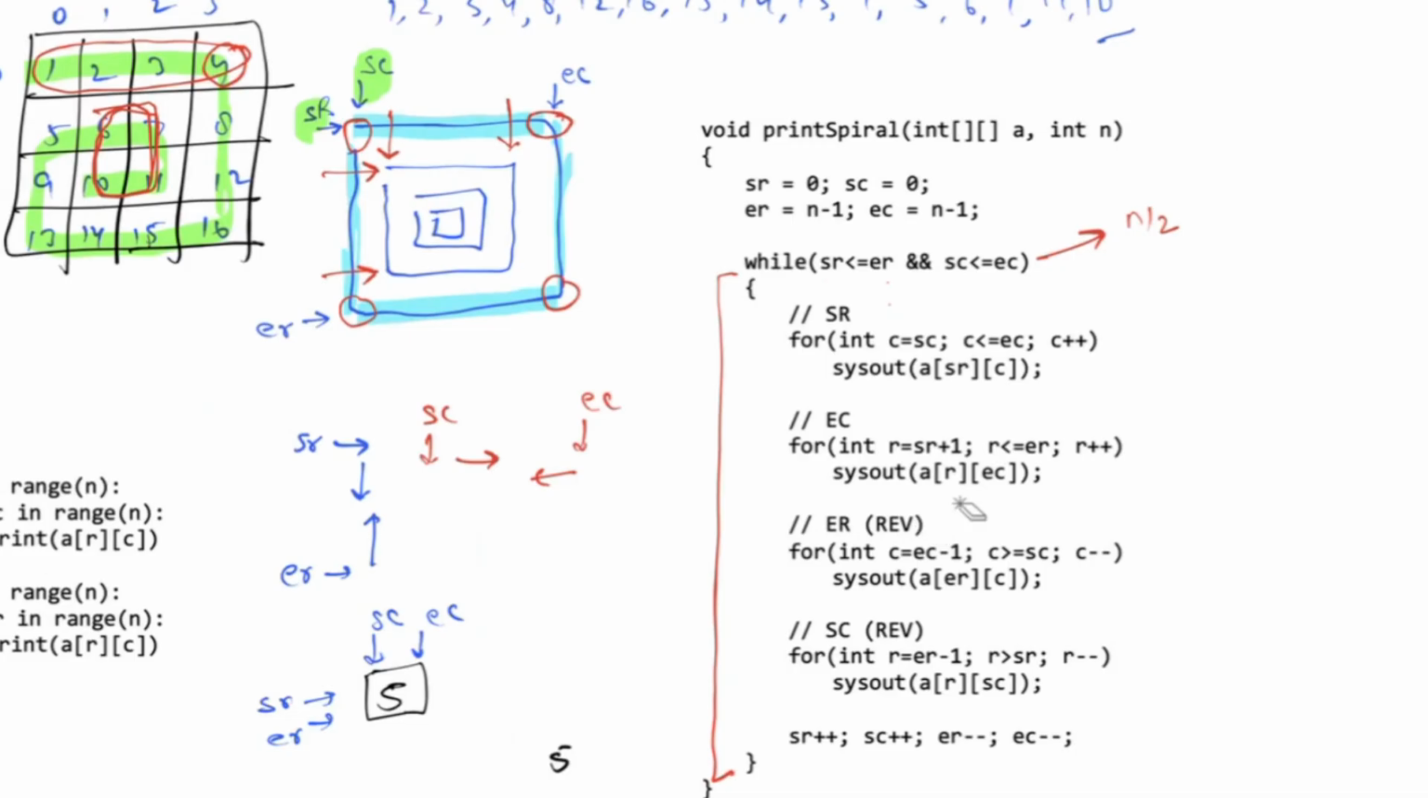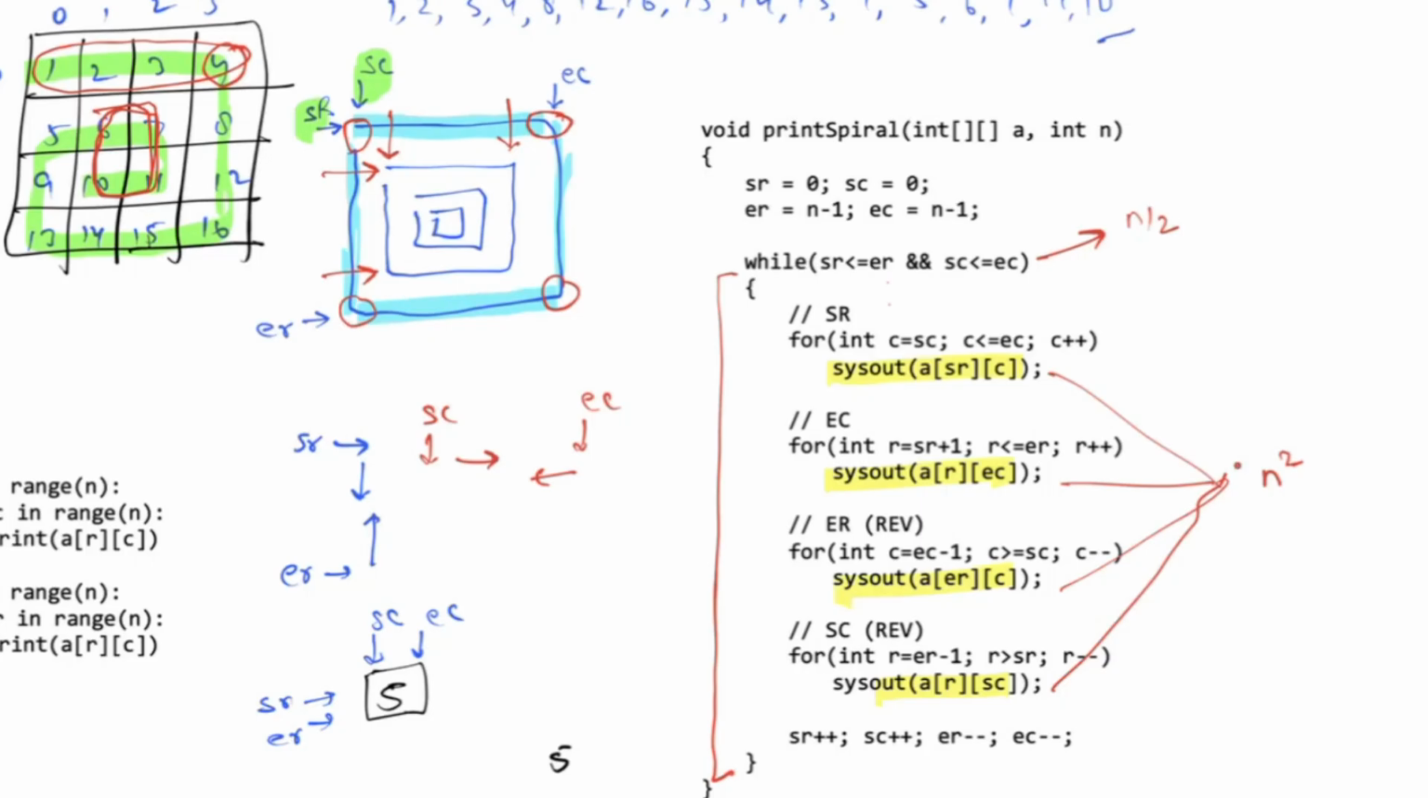What is the total number of elements that we are printing? Can I say that the total number of elements that we are printing is order of n square? It does not matter whether the element is getting printed by this statement or that statement. Whichever statement is printing the element, the total work done by these four statements combined is n square.